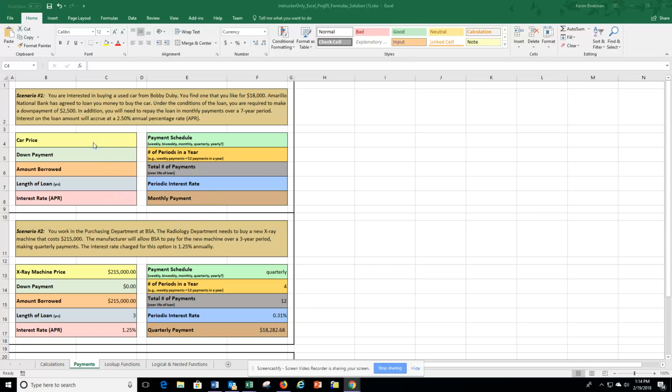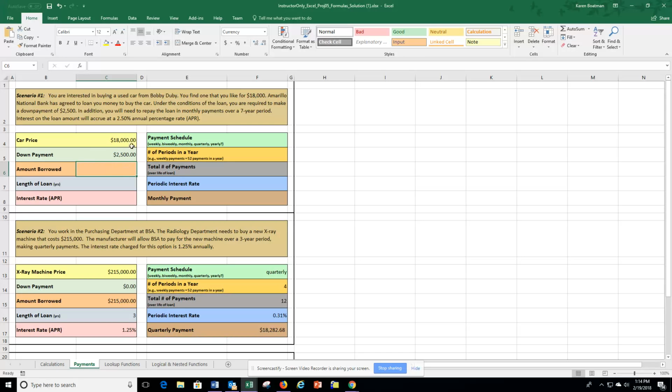So it gave you some information. We're just going to fill it in here. It says, hey, what's the car price? So we found us a car that cost us $18,000. So let's just put in $18,000. And Emerald National Bank asked us to put down a down payment of $2,500. So real simple, just going to put in the 18,000 and the 2,500.